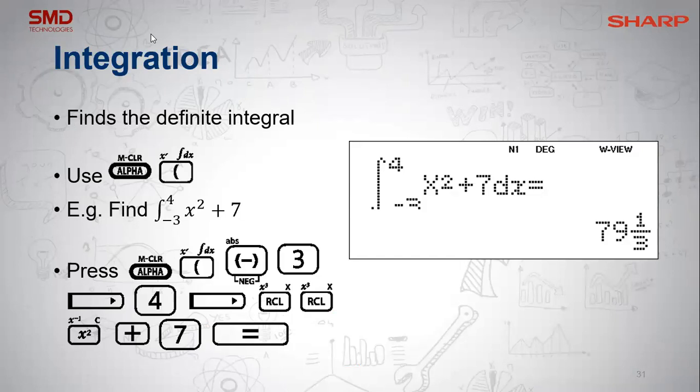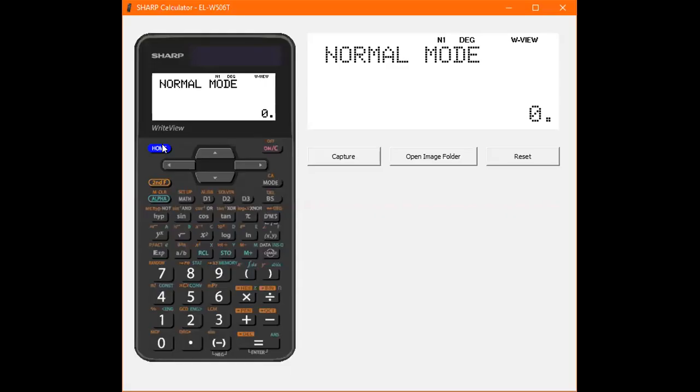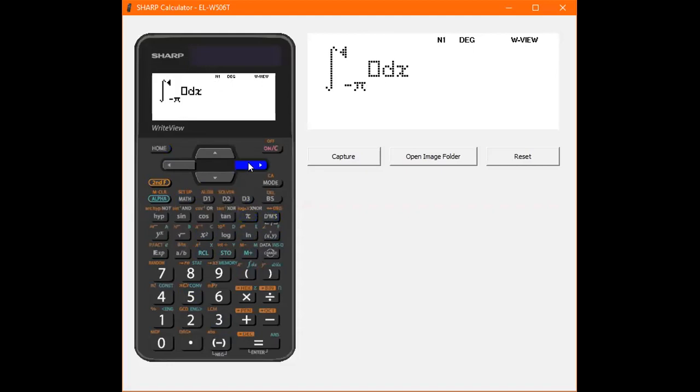So we're going to go back home again. Say home, and then we're going to say alpha and your open bracket button. You'll see above it in alpha in teal is your integral. So you'd start with the bottom, so we can say -pi, for example. And then if we just use our arrow keys to shift our cursor, we can have pi.